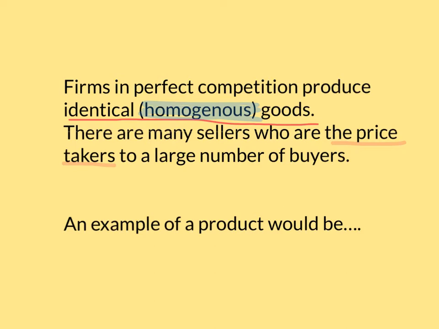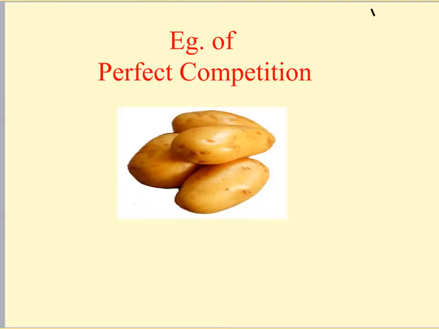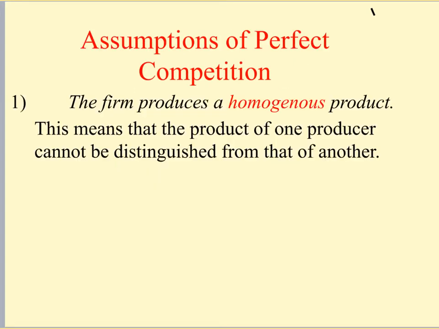An example of a product would be the lovely Irish staple food of potatoes. When we talk about identical goods, we're not talking about organic and non-organic, just normal potatoes. My potatoes will be really no different than the farmer down the road's. So I can't decide to set a higher price than the farmer down the road, and we're going to see why that is. Okay, so our first assumption has to do with the actual product.